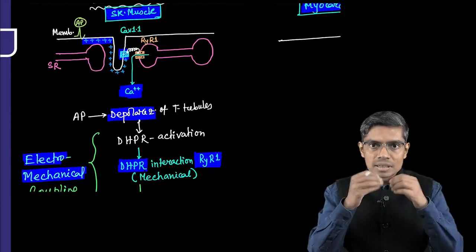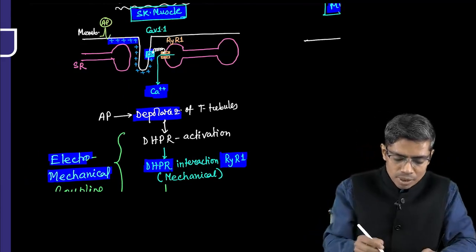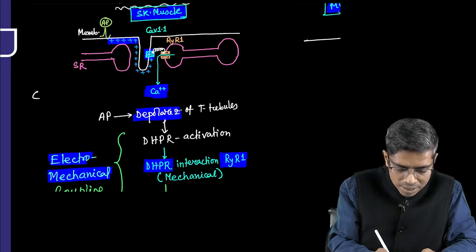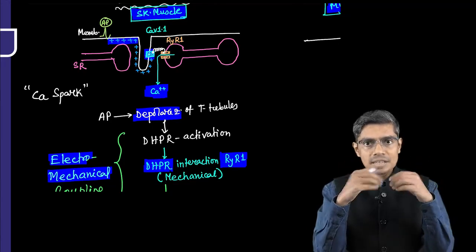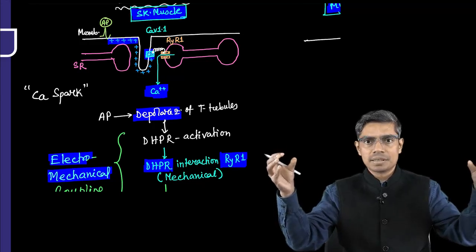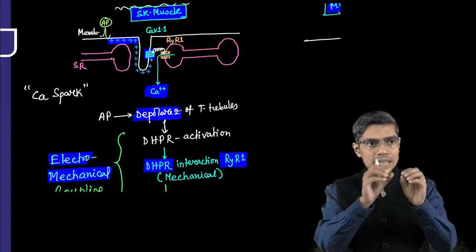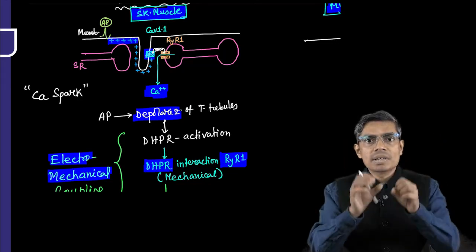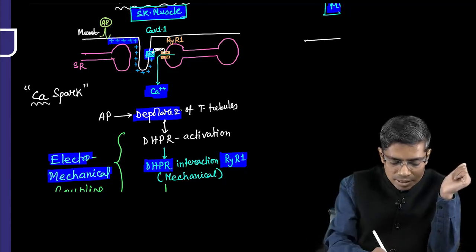This small release of calcium from the cisternal region is sometimes known as calcium spark. Sparking of calcium. You have to understand that this release of calcium is occurring from multiple sarcoplasmic reticula which are present. So inside the skeletal muscle cell, in multiple areas there is sparking of calcium current, and that's why this is sometimes known as calcium spark.